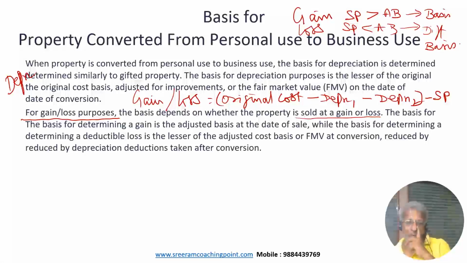Now, let us know what the basis is when we end up with gain. Please understand, when you end up with gain, the basis will be original cost minus depreciation 1 minus depreciation 2. That is, the adjusted basis will be the basis. What do you mean by adjusted basis? Original cost minus depreciation 1, that is prior to conversion, minus depreciation 2, that is post conversion depreciation. That becomes the adjusted basis.